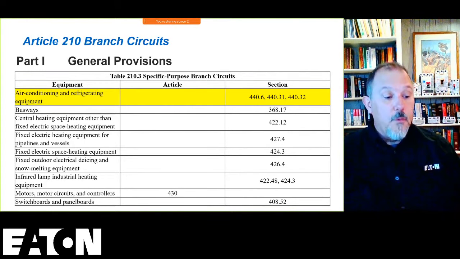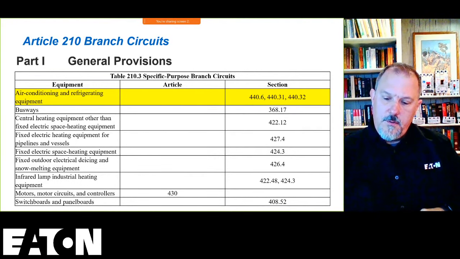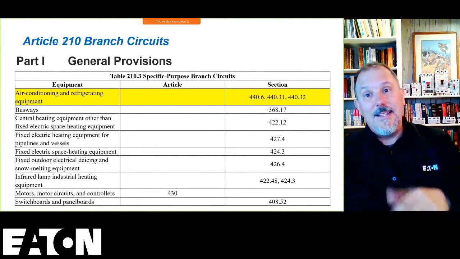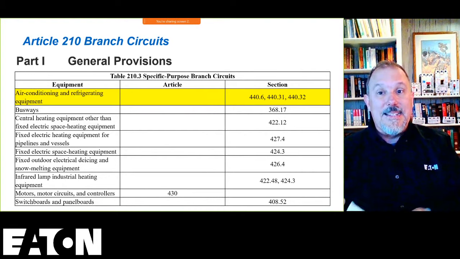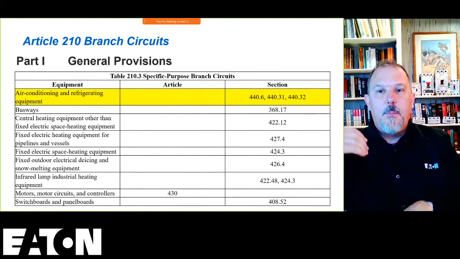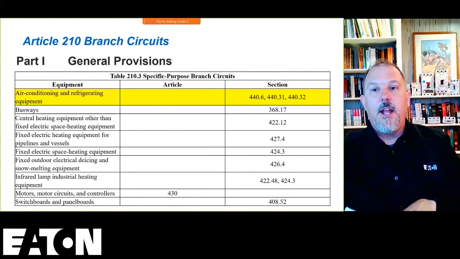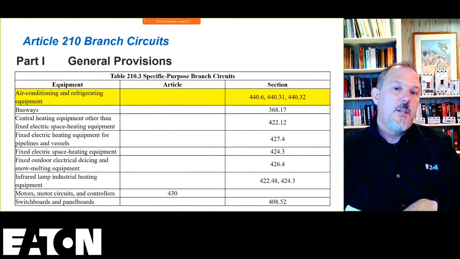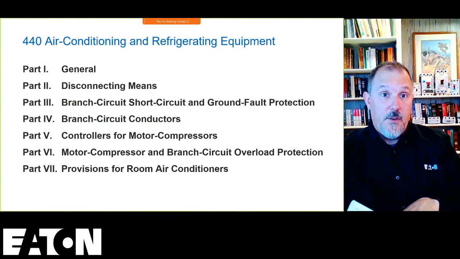And as I noted earlier, even in 240, Table 240.1, 240.2, or 240.4. 240.4(G) actually sends us back to Article 440 for air conditioning units, Parts 3 and 6. If you know, Part 3 in 440 is branch circuit short circuit and ground fault protection, and Part 6 in 440 is your motor, compressor, and branch circuit overload protection. So you've got to go back to 440 since there is an article that focuses on this.